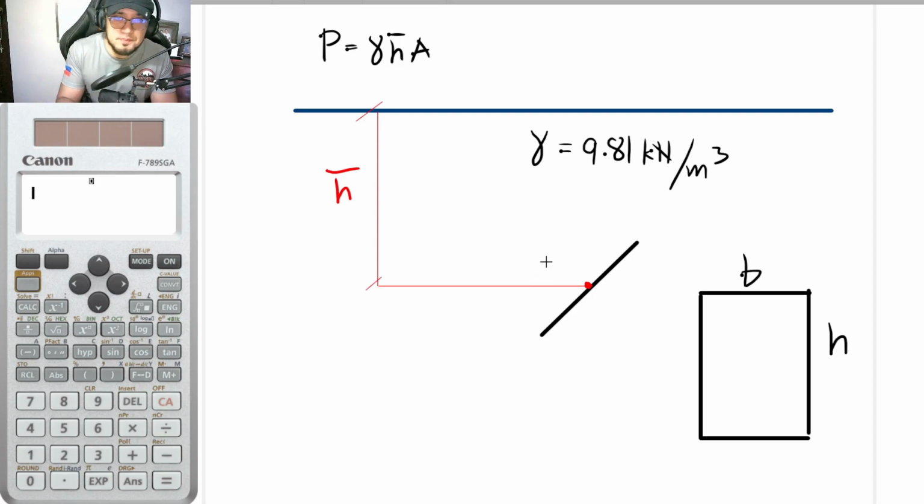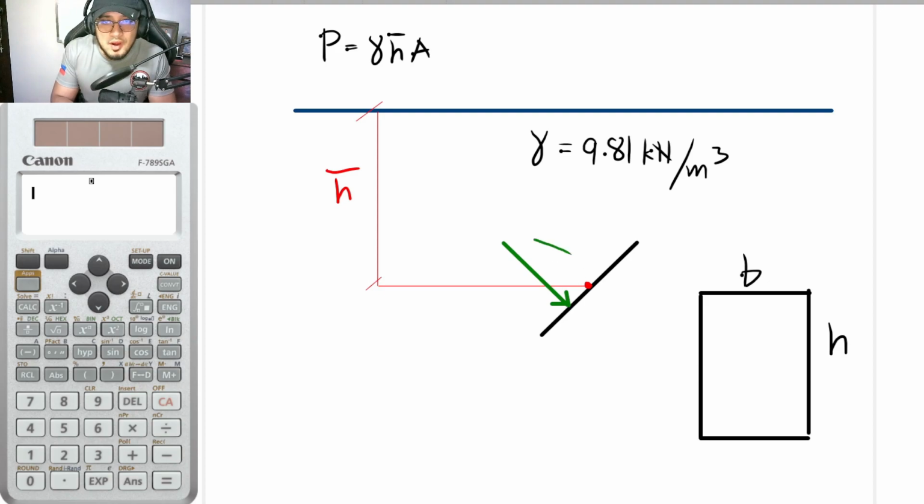For force P, its direction is perpendicular to the plate. So since this is the plate, let's say that this is that particular force P. So this is its force. But as you can see here, it is not exactly at the centroid. So its force is not located at the centroid, which we computed a while ago for bar H.